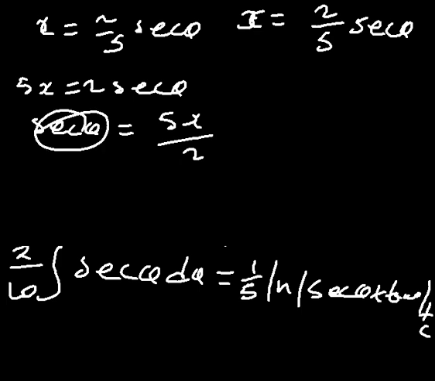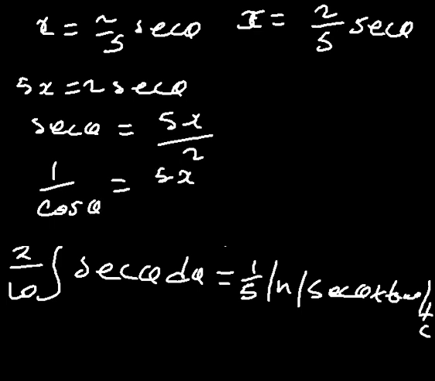And what is sec theta? There is no direct relationship between sec theta and the right angle triangle. Therefore, we have 1 over cos theta equal to 5x over 2. And now from there, we have 2 equal to 5x cos theta. We should have it as that.